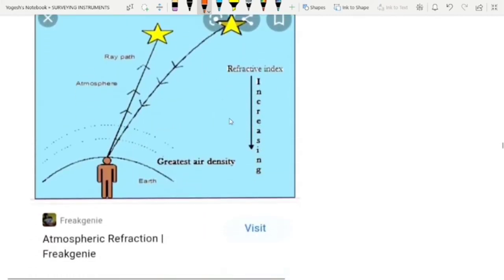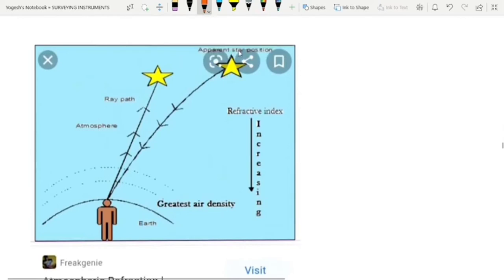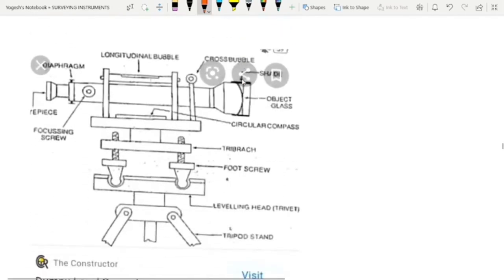This is the atmospheric refraction. Originally, this is the apparent star position. This is the actual star position. Actual star position looks somewhat great. So this correction is always positive. This is the construction of the dumpy level.